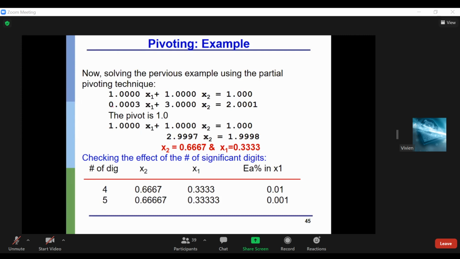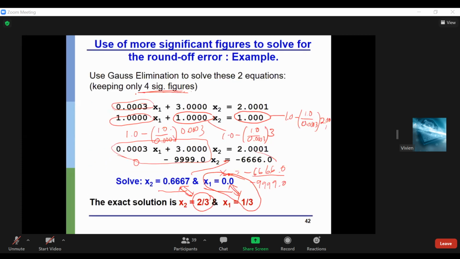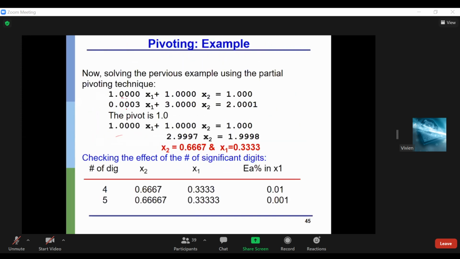We have the same example as before, now still using 5 significant digits or 4 digits after the decimal point. So what we have before is, this is the first equation and this is the second equation. Now we do pivoting. We search for the largest element, and then we use that as a pivot element. So that means we are switching the first with the second. So now the second becomes the first equation and the first becomes the second.